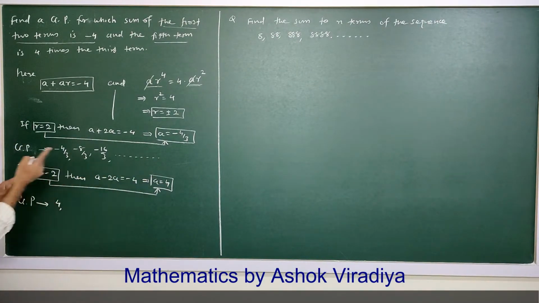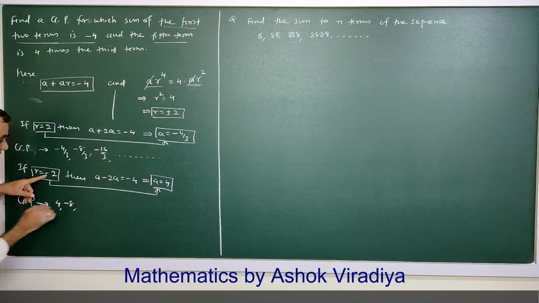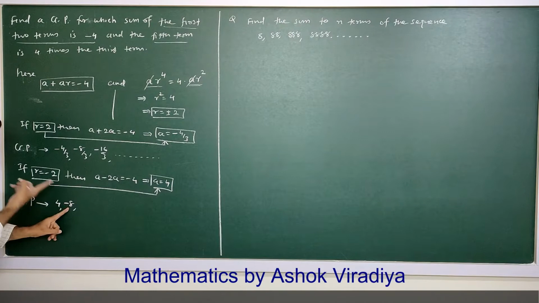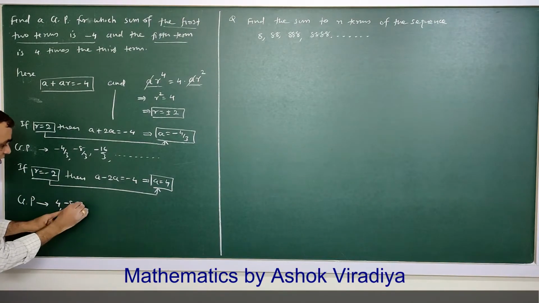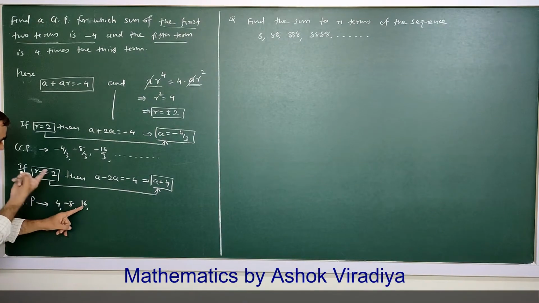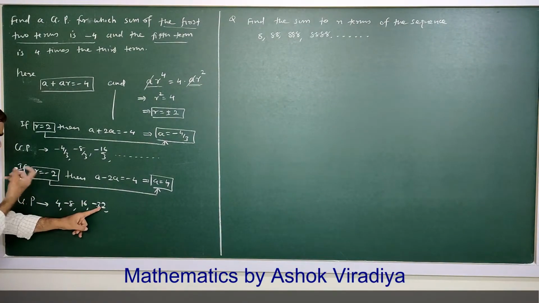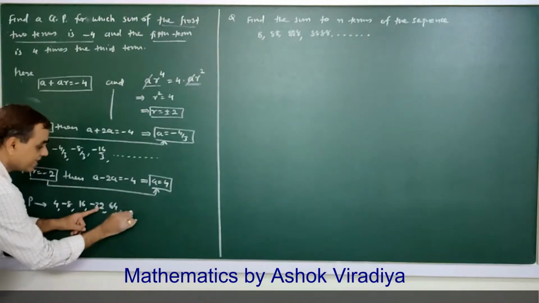Now this will be multiplied every time with r. So 4 into minus 2 is minus 8. Now multiply this with r. So minus 8 into minus 2 is 16. Again multiply with minus 2. So 16 into minus 2 is minus 32. Multiply with minus 2, 64, and so on.